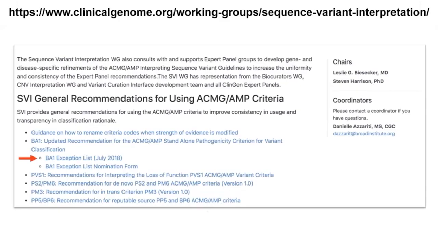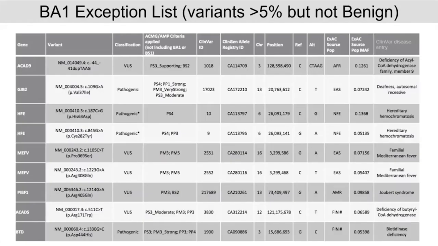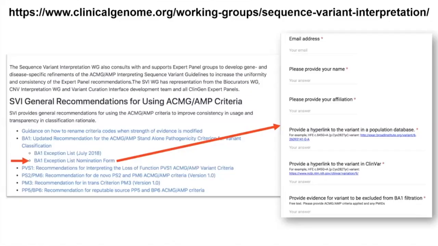For this exception list of non-benign alleles, you can find the list on our website. This was from a publication we worked on for BA1, linked here. And then here's the display of what those variants are that you may not want to accidentally exclude as benign based on some evidence of pathogenicity. And if you think we're missing any variant here, you can also nominate a variant to be on this exception list.